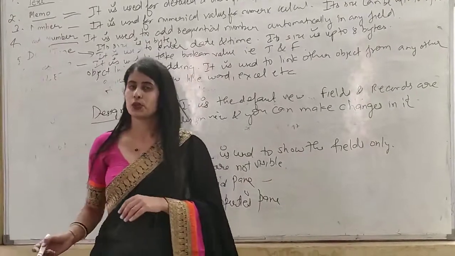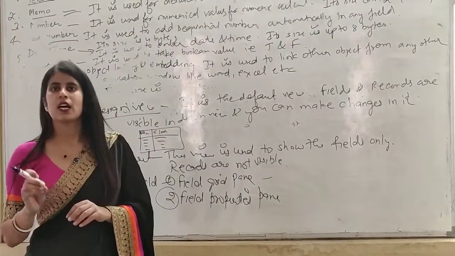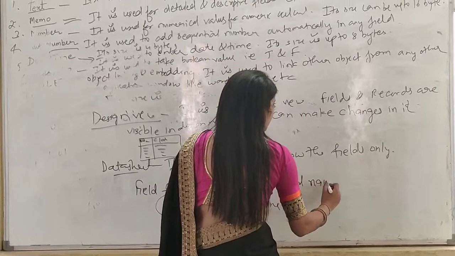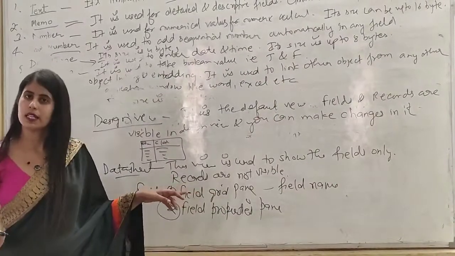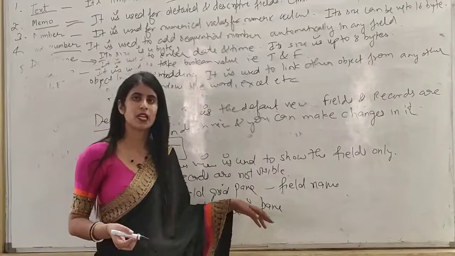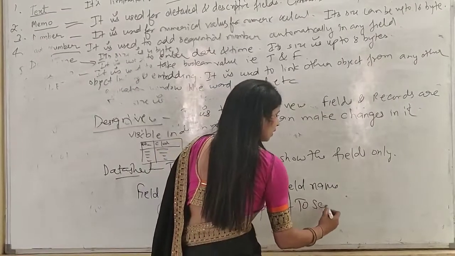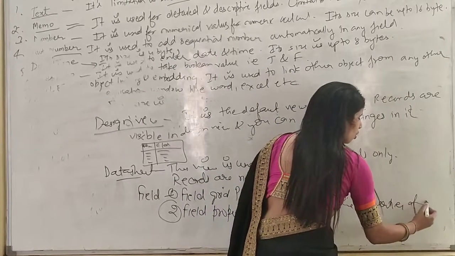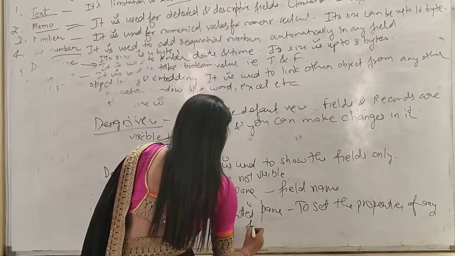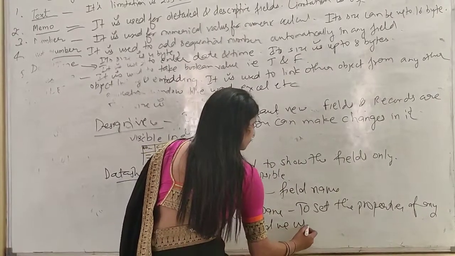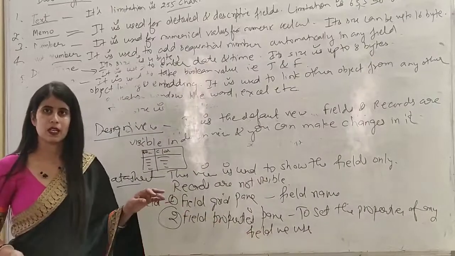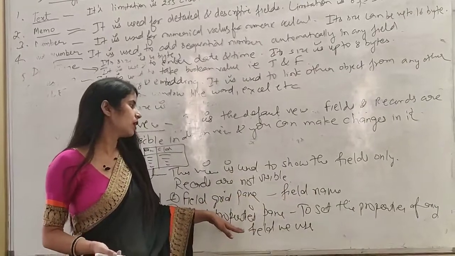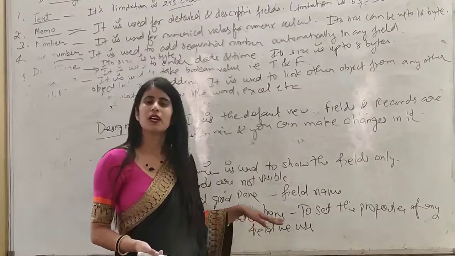Now, what is field grid pan? Field grid pan is used to select or write the field name. Okay, means to write the field name we use the field grid pane. Next is field properties pane. To set the property of any field. To set the properties of any field we use field properties pane. Means one is used to decide the field name and second is used to decide the properties of the field name.